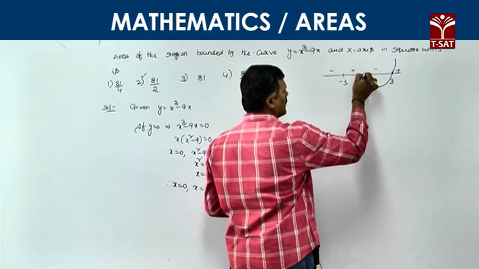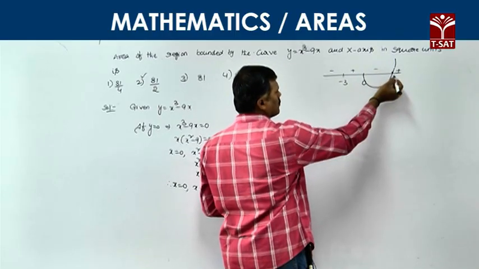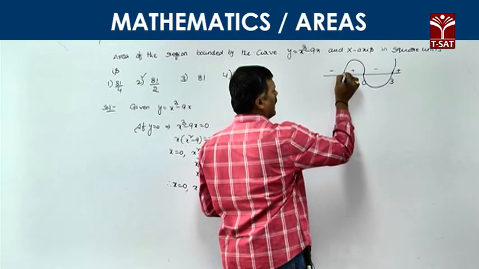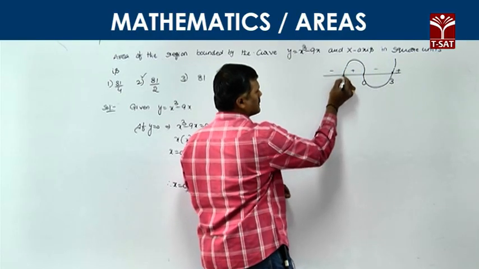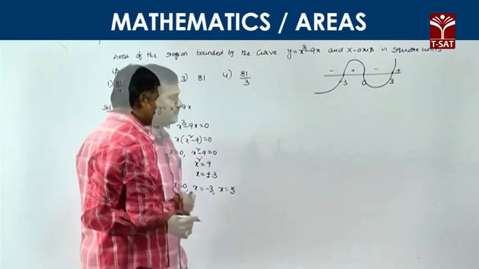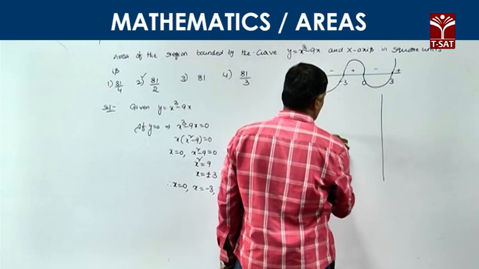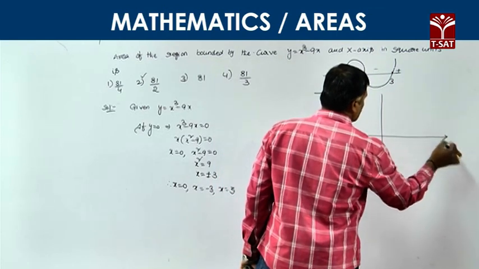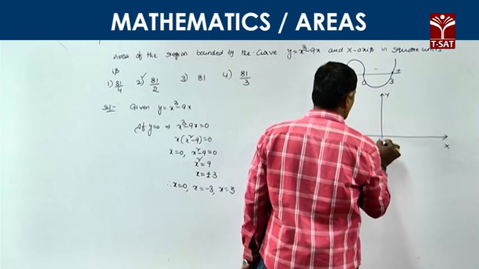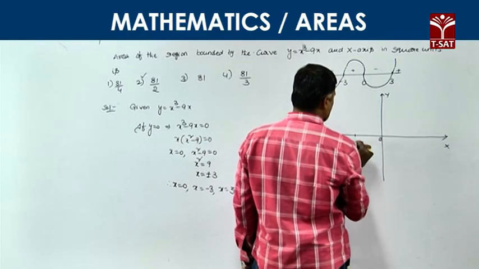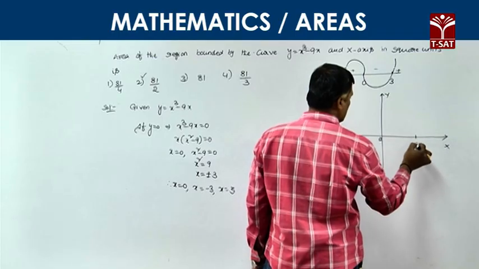From 0 to minus 3 towards the left it is positive, and from minus 3 to the left side it is downward, like this. Now the given curve is drawn with the x axis, y axis and origin 0. With the x axis, y is equal to 0, here minus 3, 0, 3.